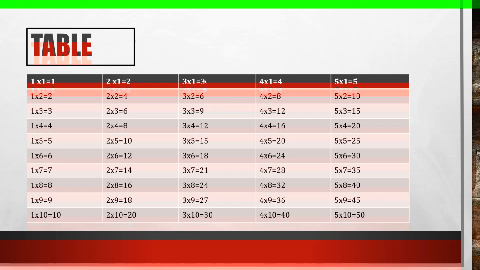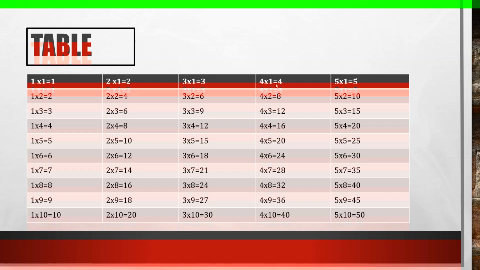Next, 3 times 1, 3. 3 times 2, 6. 3 times 3, 9. 3 times 4, 12. 3 times 5, 15. 3 times 6, 18. 3 times 7, 21. 3 times 8, 24. 3 times 9, 27. 3 times 10, 30.